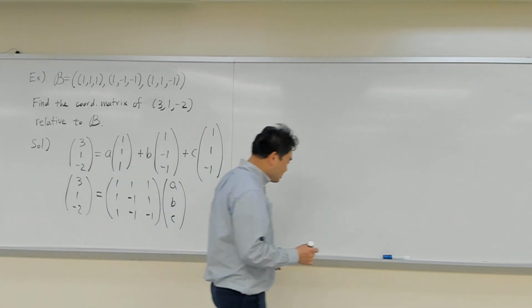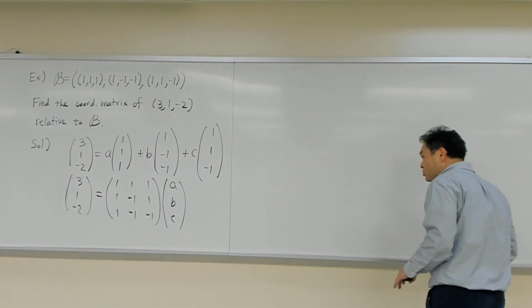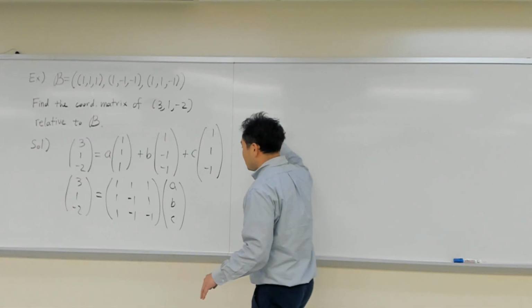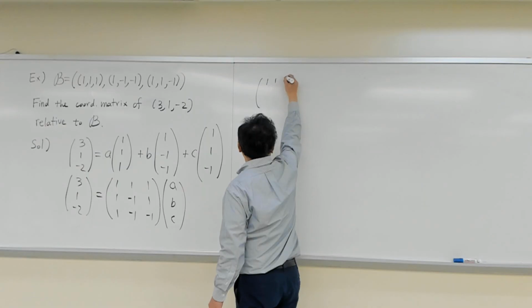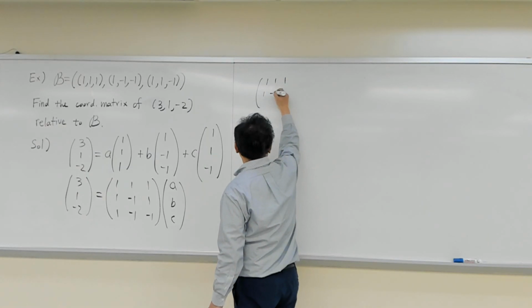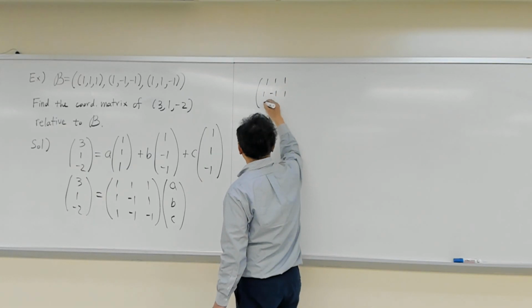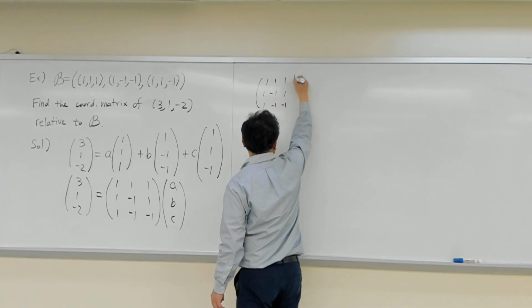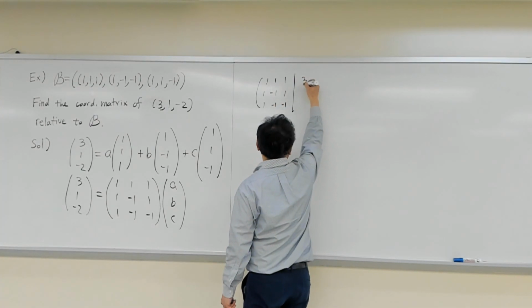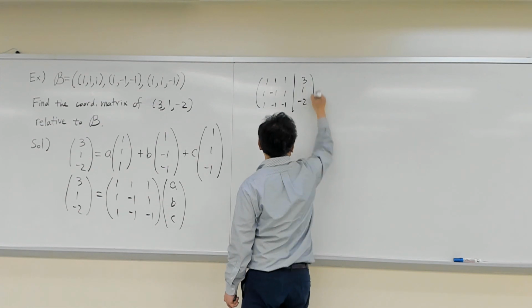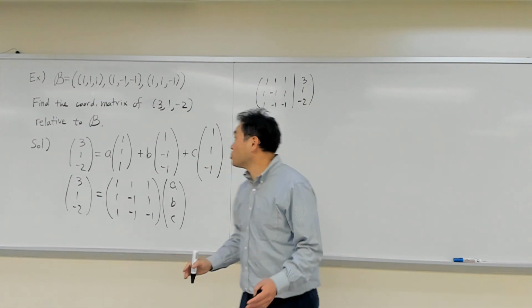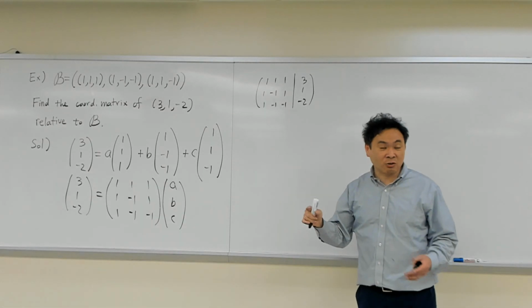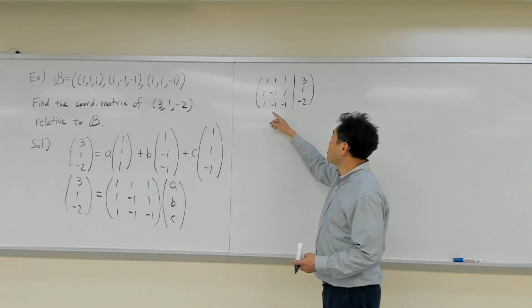But let me just give you a review of what RREF was. So you write down 1, 1, 1, 1, -1, 1, 1, -1, -1, and then a bar, and you put 3, 1, -2, just like that. And of course in your calculator you don't have a way to put the bar in there, so you press matrix and new matrix.